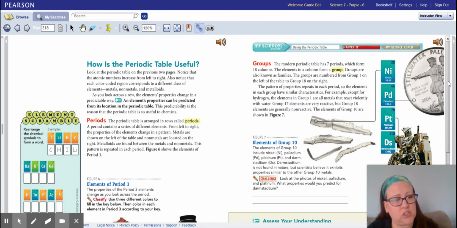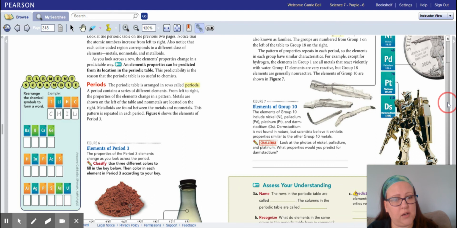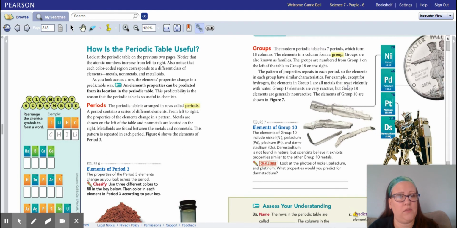The very last section of the assignment that you have to do here is you have to think about the other properties of these metals. So you have nickel, palladium, and platinum. And you can notice that they're all three shiny silver metals. So you have to think about darmstadtium, which is the next element. If they all in the same group have similar properties, what do you think darmstadtium might look like as well?